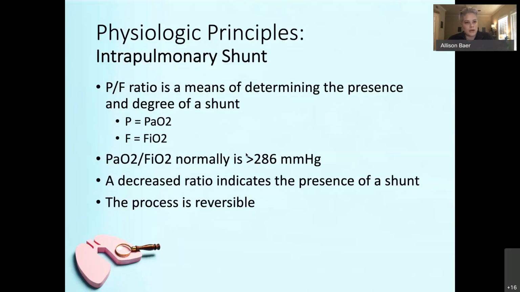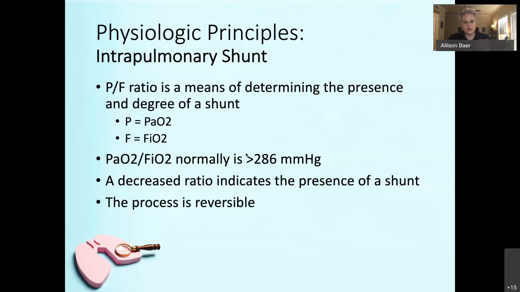So an intrapulmonary shunt is just the word you might see for something that's affecting the ventilation, the airflow, the V part of the VQ mismatch. There's a ratio to determine the intrapulmonary shunt. It's called the PF ratio. So that's determining the presence and degree of the shunt. Things that can cause a shunt are like fluid filling the alveoli or some kind of blockage from mucus, something like that. It's a pulmonary shunt. We're talking about airflow here.